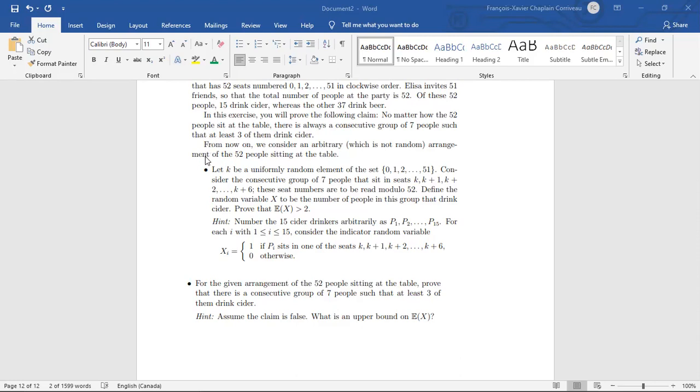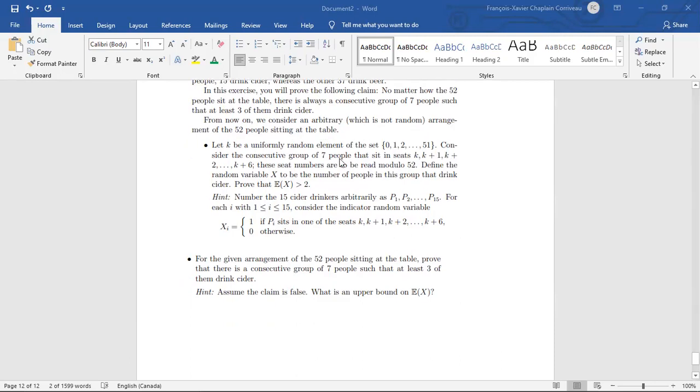Okay, so now this is important. From now on, we consider an arbitrary, which is not random, arrangement of the 52 people sitting at the table. So we picked one. That is the moral here. We picked an arrangement which is not random. So we pick the following arrangement. Let K be a uniformly random element of the set 0, 1, 2 up to 51.